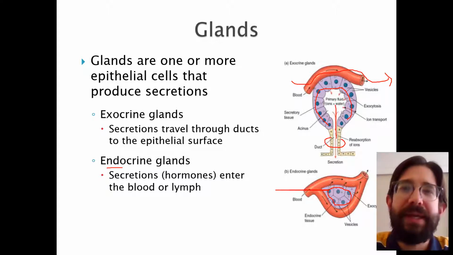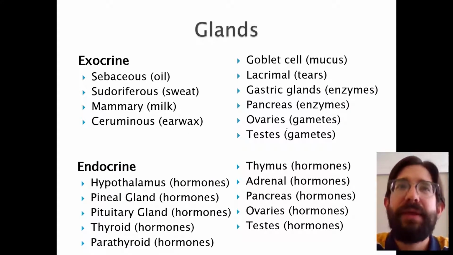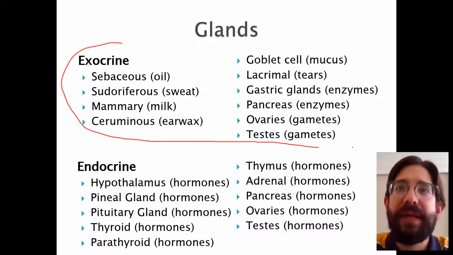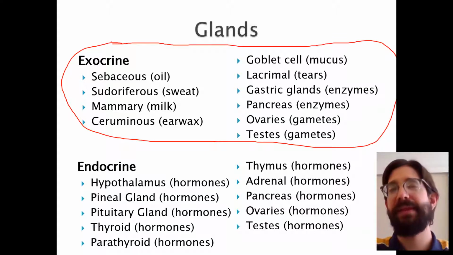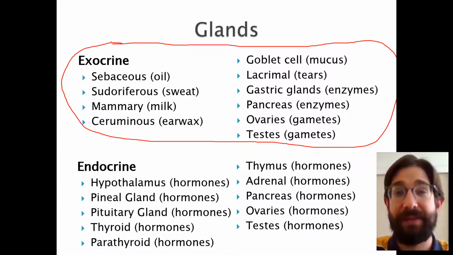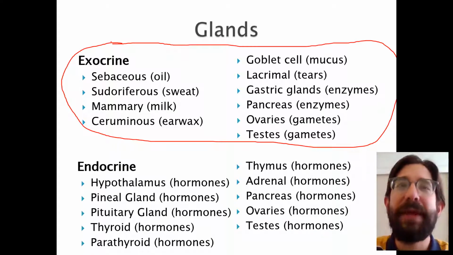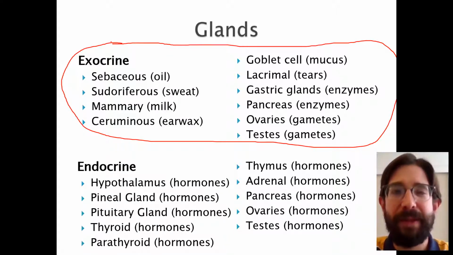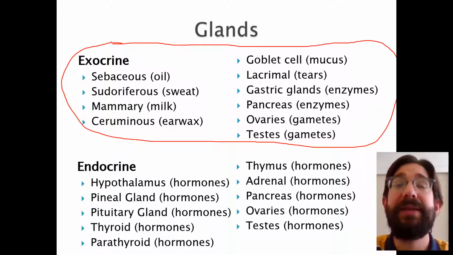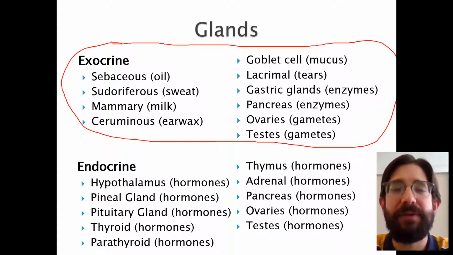So let's look at the different exocrine and endocrine glands in your body. All of these exocrine glands make substances that go to an epithelial surface. The most obvious epithelial surface is the surface of your skin. Sebaceous glands make oil. It reaches the surface of your skin. Sudoriferous glands make sweat. It can reach the surface of your skin. Mammary glands make milk. Ceruminous glands make earwax. Lacrimal glands make tears. All of that stuff we can see on the surface of our skin.